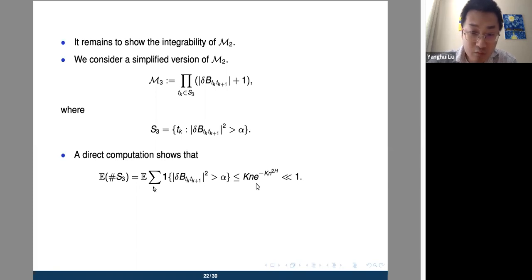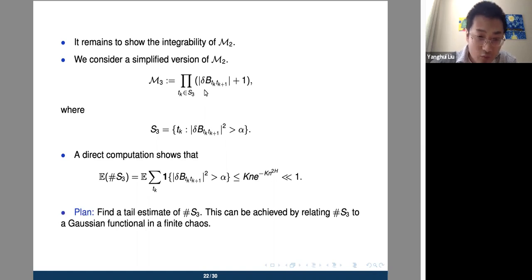So what does that mean? It means that in this product, most likely there's no term, it's the empty set. There's no term in it. So we have a very good chance to get the integrability. Here's our plan. We will need to derive a tail estimate for S3, and the idea is to relate S3 to a Gaussian functional in the finite chaos.